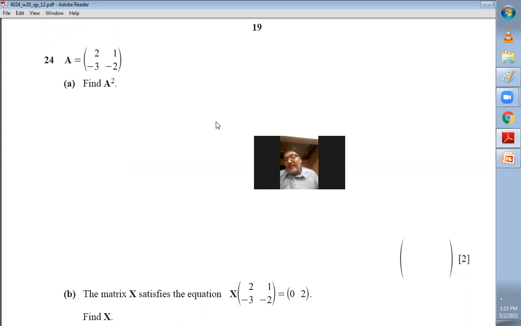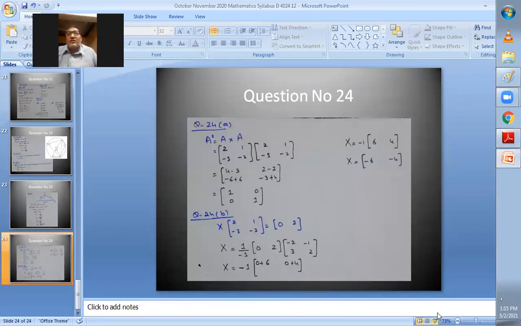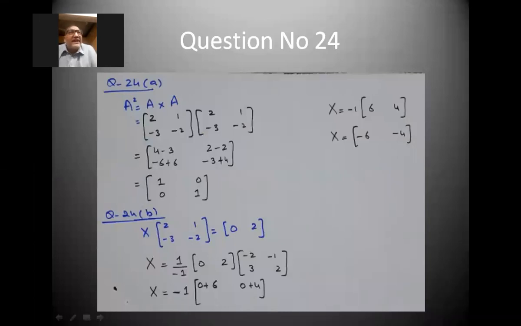A square means matrix A multiplied with matrix A. It's a 2-mark question. Let me show you. So he wants you to find A square, that is A multiplied by A. So this is how you find A square in the matrix. A should be multiplied with A, 2, 1, minus 3, minus 2, multiplied with 2, 1, minus 3, minus 2. I will take the rows from the first matrix, and from the second matrix I will take the columns, and I will multiply them: 2 multiplied by 2, 4, 1 multiplied by minus 3, minus 3. 2 multiplied by 1, that will be 2, 1 multiplied by minus 2, that will be minus 2. Then the second row will start, it will multiply with the first column, then with the second column. The first member multiplies with the first member, and the second member of the row multiplies with the second member of the column.